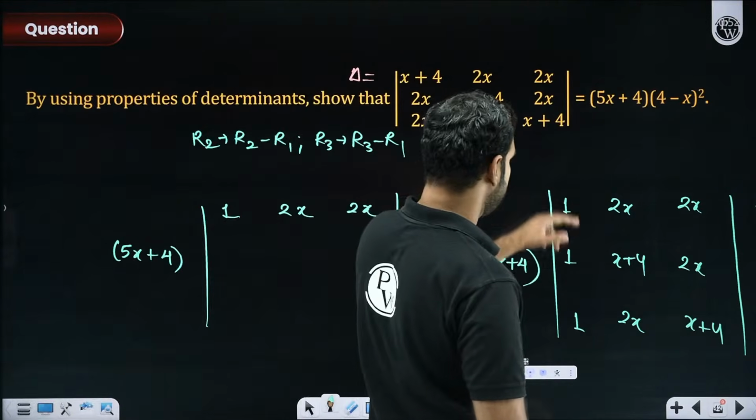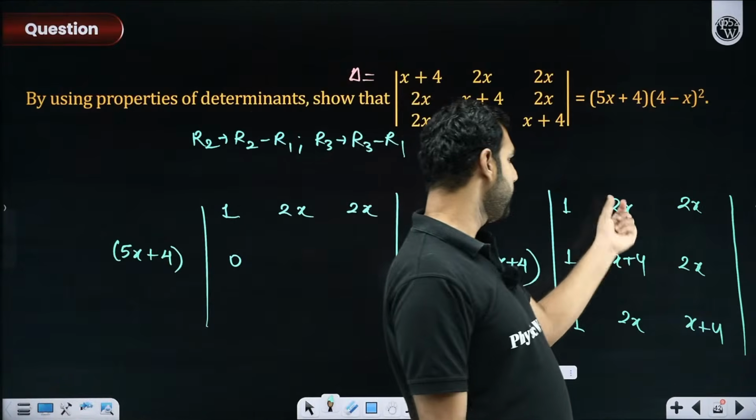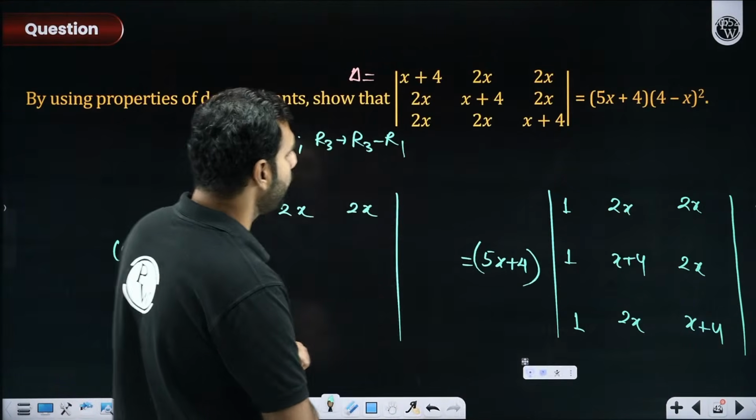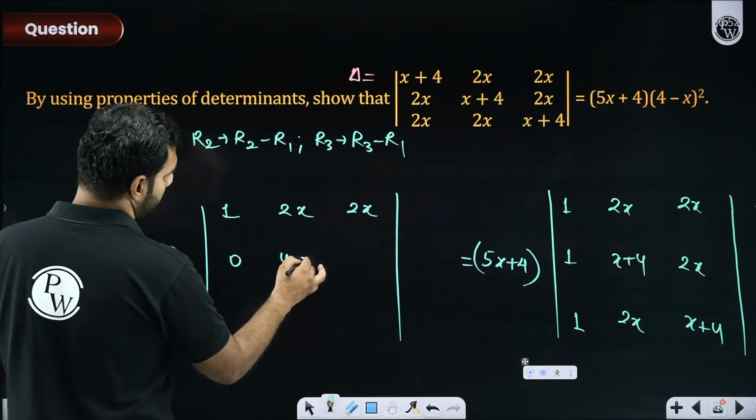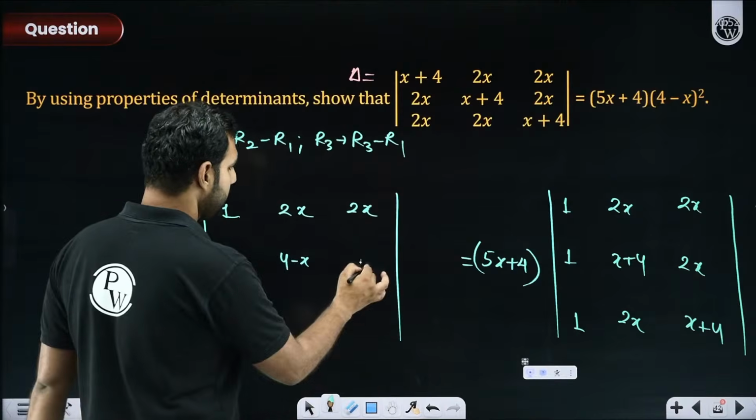Row 2 minus row 1. So 1 minus 1, that is 0. Then x plus 4 minus 2x, so that I think is 4 minus x. This here gives you 4 minus x. And this here gives you 2x minus 2x. That gives you a 0 here.